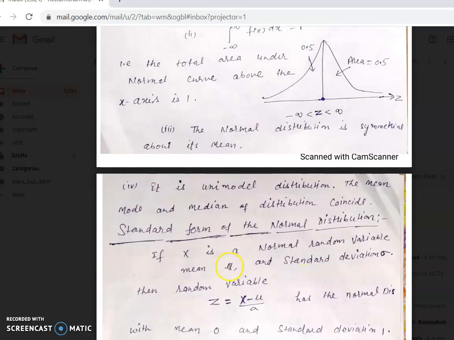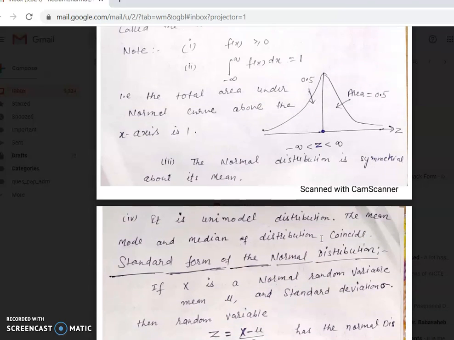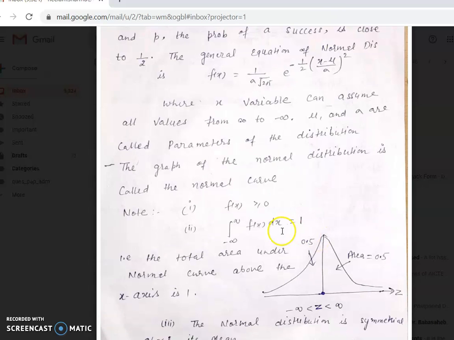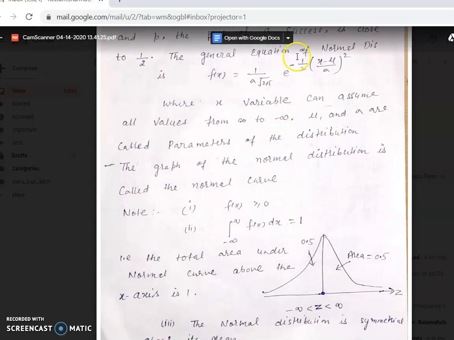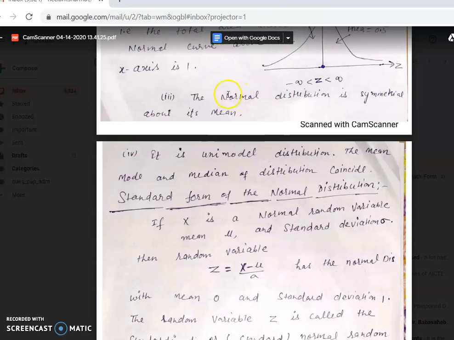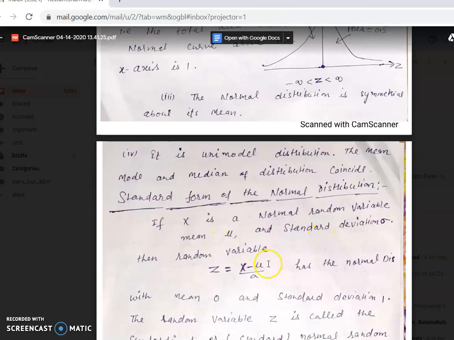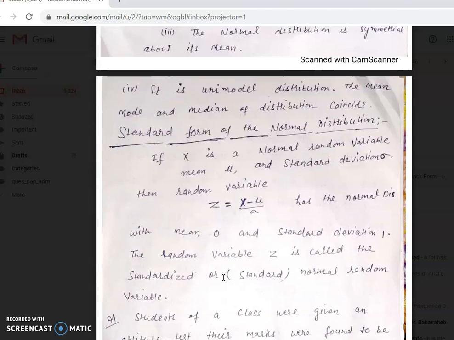This is the standard form of the normal distribution. In the normal distribution we have e to the power minus 1 upon 2 ((x minus mu) upon sigma) whole squared. Let this be z. Then, when x is a normal random variable with mean mu and standard deviation sigma, this is denoted by z equals (x minus mu) upon sigma.